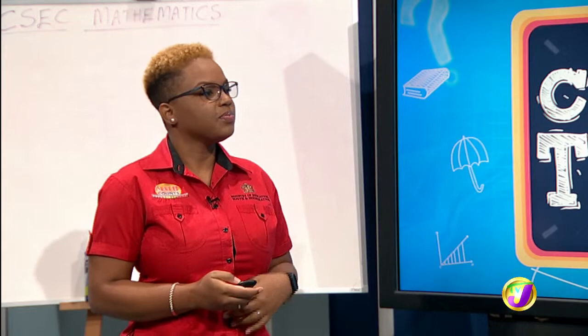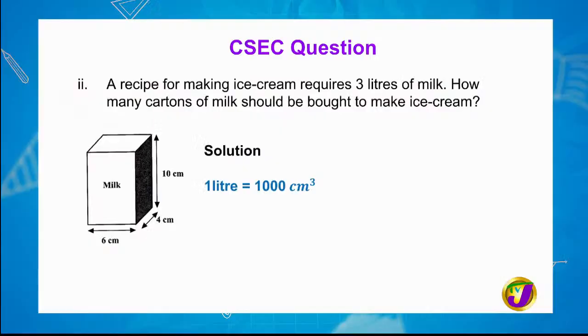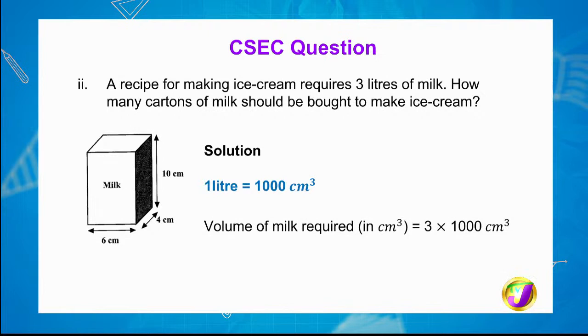All right, so let's talk about the 3 liters then. If 1 liter is equivalent to 1,000 cubic centimeters, then 3 liters would be equivalent to 3,000. Yes, right. So we're multiplying by 3 here. So 3,000 cubic centimeters. That's the amount of milk that is required for the ice cream.